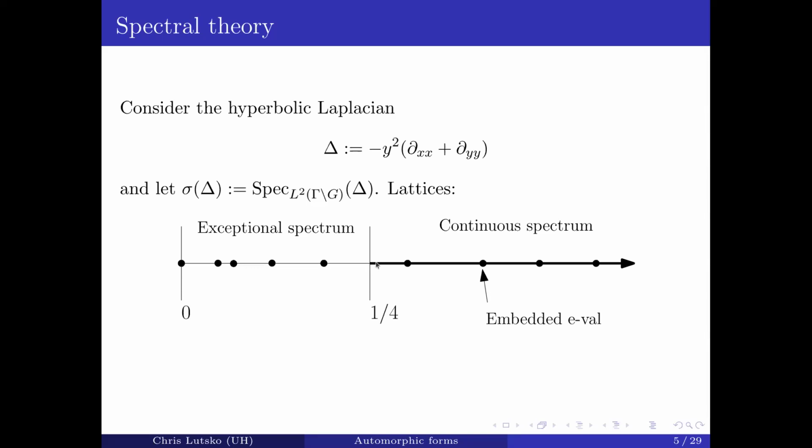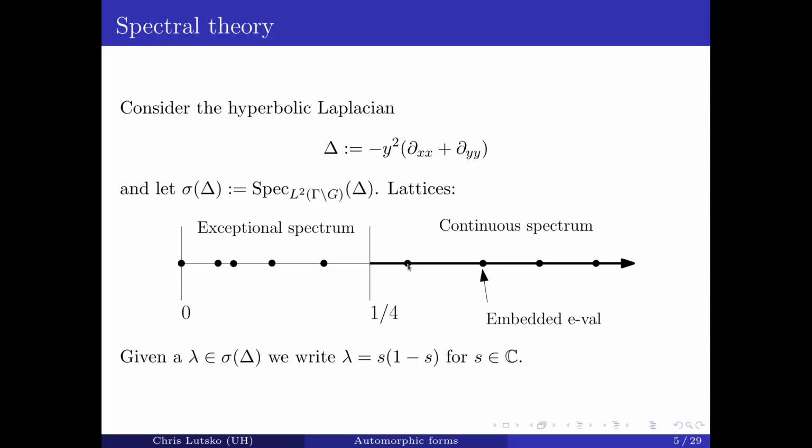And then there are finitely many eigenvalues below 1/4, possibly. These are the exceptional spectrum. Then you get the continuous spectrum above 1/4 coming from the Eisenstein series. And you could have some embedded eigenvalues. In fact, you probably do, which correspond again to cusp forms.